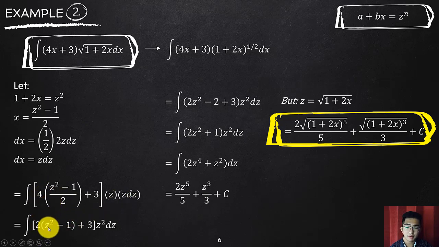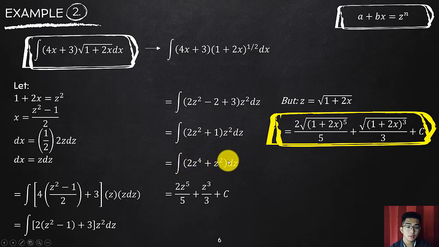So 2 multiplied by z squared minus 1 plus 3, that's 2z squared minus 2 plus 1, correct? Z and z will multiply to each other, so that's z squared dz. You can add negative 2 and 3, so this becomes 1, right? So 2z squared plus 1, quantity, z squared dz. Distribute z squared, so this becomes 2z raised to 4 plus z squared dz.